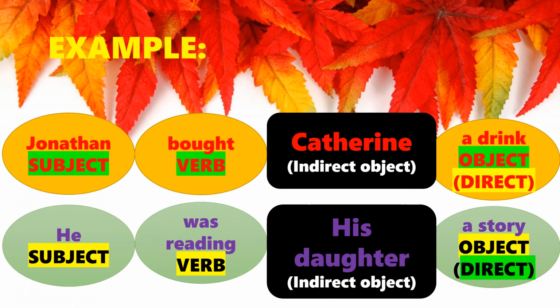Let us carefully observe these two sentences. Jonathan bought a drink. Jonathan bought Catherine a drink. So Jonathan bought a drink is a complete sentence, and the additional information is he bought the drink for Catherine, and so Catherine becomes the indirect object. Even if Catherine is written here or not, without Catherine also there is a meaning in the sentence.